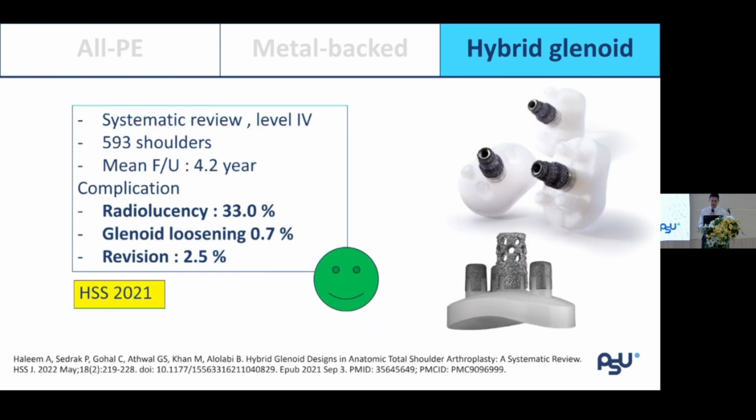A 2021 systematic review analyzed total shoulder arthroplasty with the hybrid glenoid design over a mean follow-up of 4 years. The study reported a radiolucency rate of 33%, glenoid loosening of about 0.7%, and a revision rate of about 2.5%, but longer follow-up is needed.